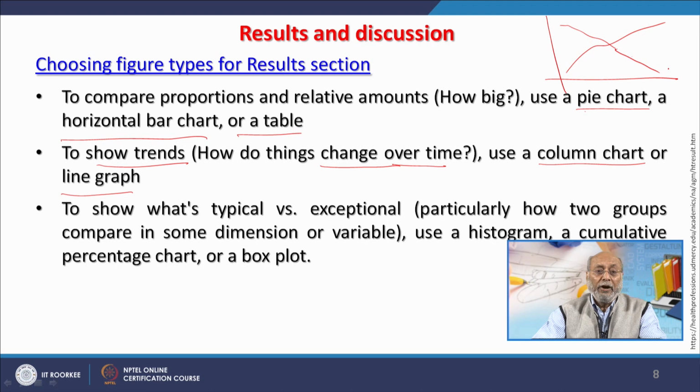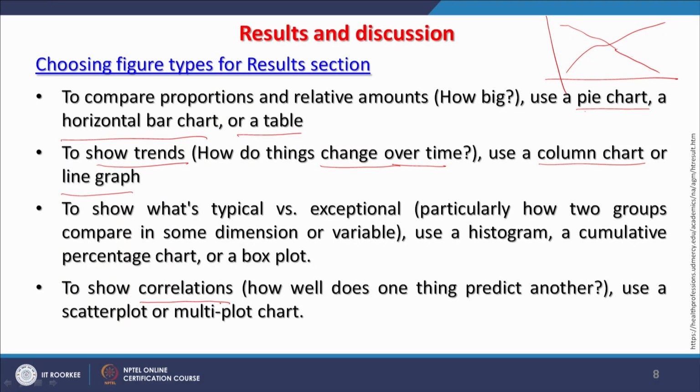To show what is typical or exceptional, particularly how two groups compare on the same dimension or variables, we can use a histogram, a cumulative percentage chart, a box plot or a scatter plot. As I have said, the purpose of the figure matters, and an appropriate figure should be chosen for it. What we are discussing is general; as per the data or the requirement, you should choose the appropriate figure or table.